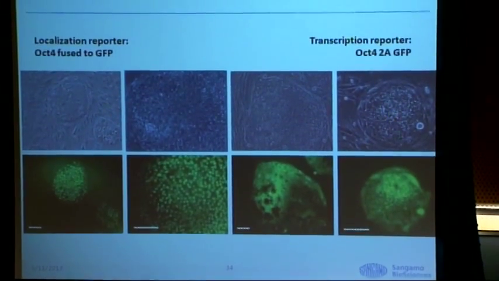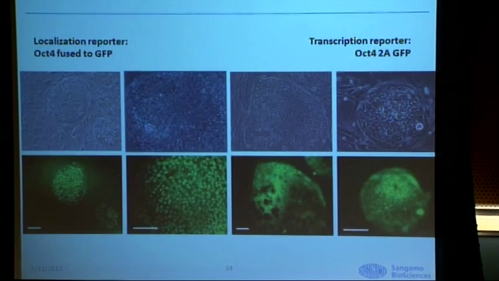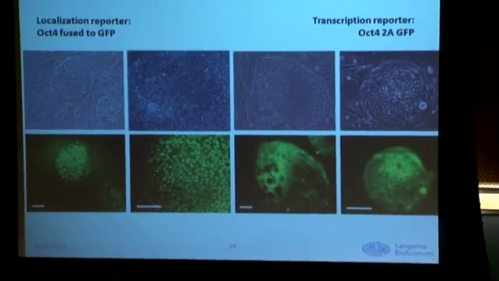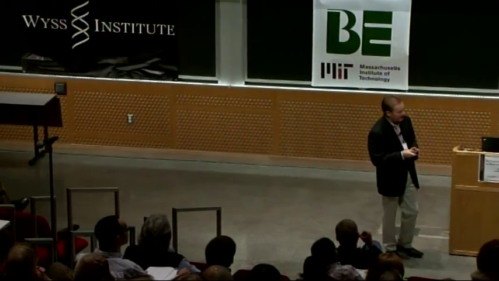expression. So on the right-hand side, you can see we've introduced an OCT4-2A-GFP fusion. And so if OCT4 is expressed, the cell just glows green. But on the left-hand side, if you fuse OCT4 directly to GFP, you have a readout of not only the expression of OCT4, but where it is in the cell. And so it's possible using the system to tag endogenous genes in interesting ways to have very precise readouts of biological function.